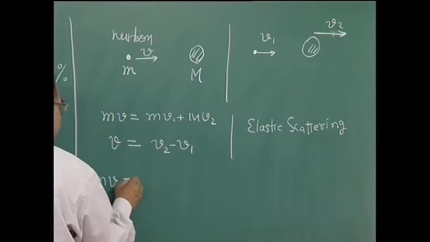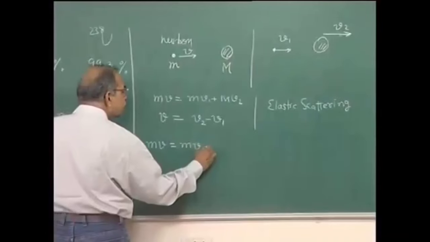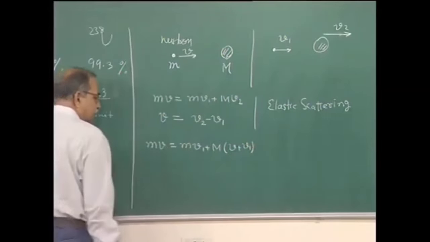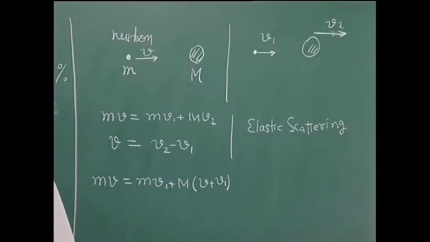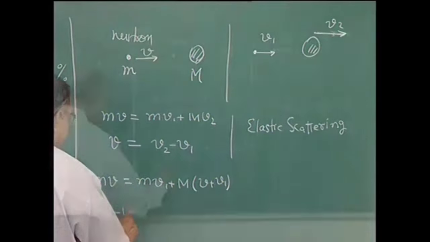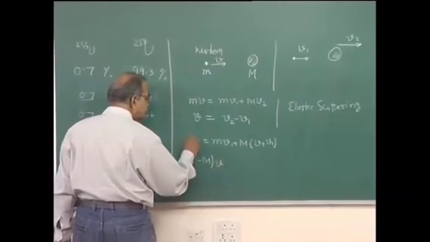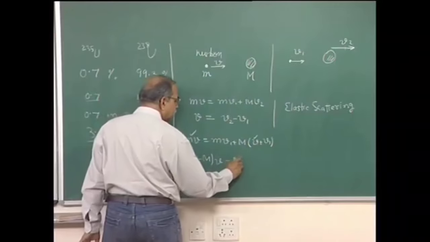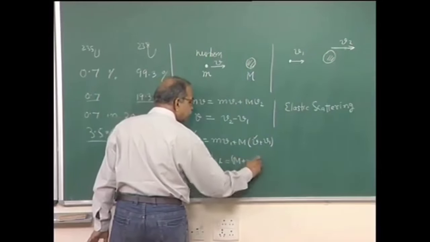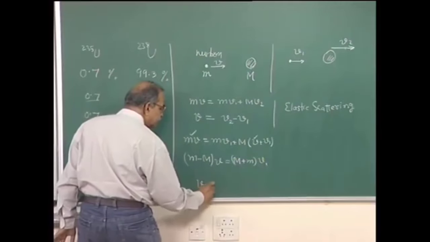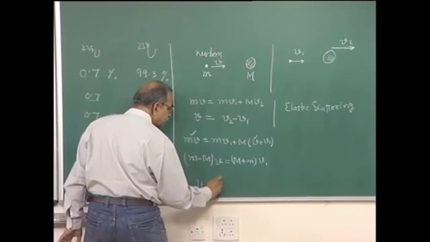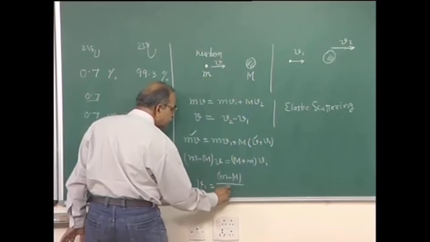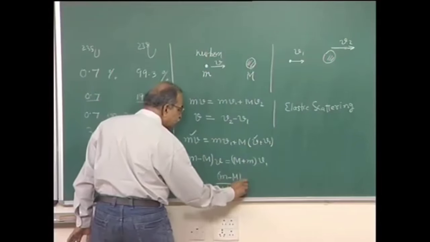So, mv is equal to small m V1 plus capital M V2, and V2 is V plus V1. So, V plus V1, and collect V1 on one side and other things on the other side. So, (m minus M) into V, I have taken this term, is equal to (m plus M) times V1, and hence V1 is equal to (small m minus capital M) divided by (small m plus capital M) into V.